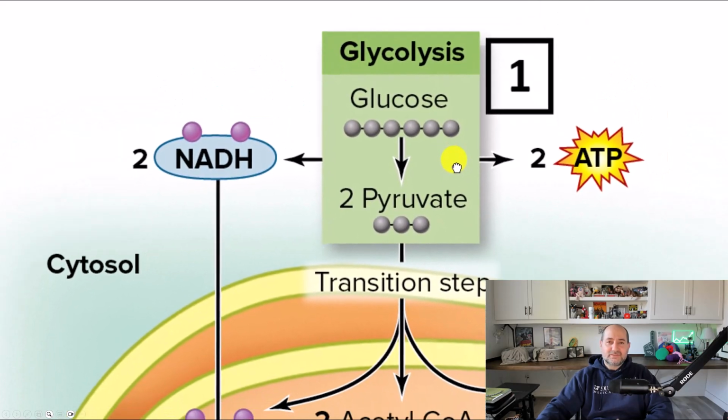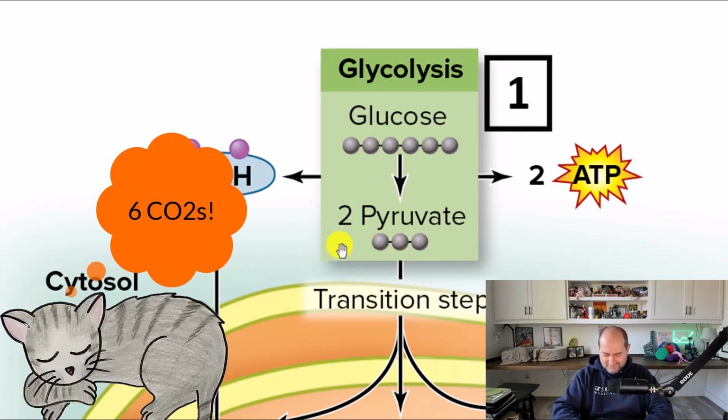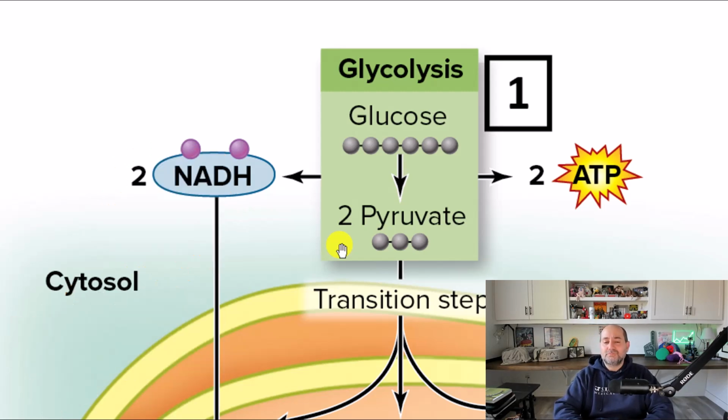Okay, let's test your understanding. If glucose had 6 carbons in it, right? 1, 2, 3, 4, 5, 6. If glucose has 6 carbons in it, how many CO2s should we make by the end of cellular respiration? Can you beat my cat, Wicket? That's right, Wicket. 6 carbons in glucose, that means 6 CO2s should be produced.